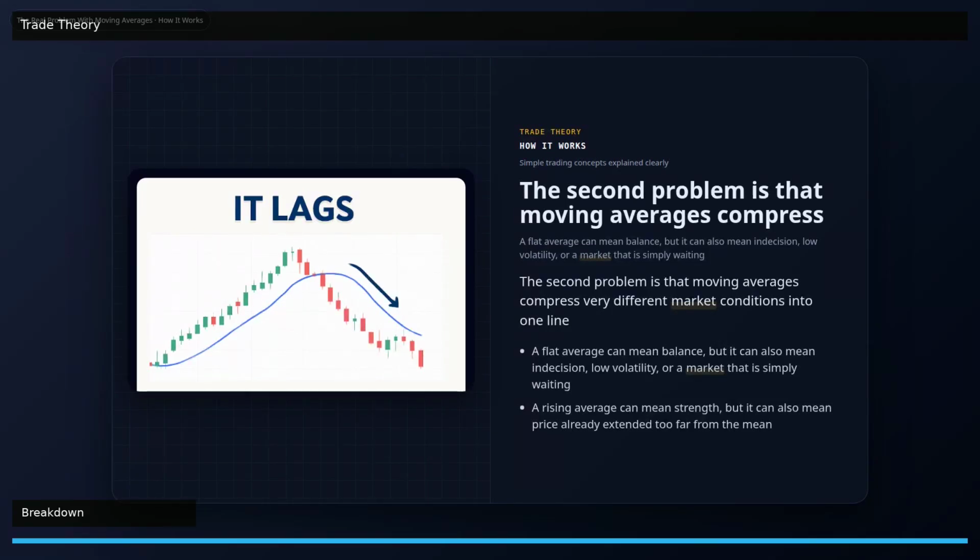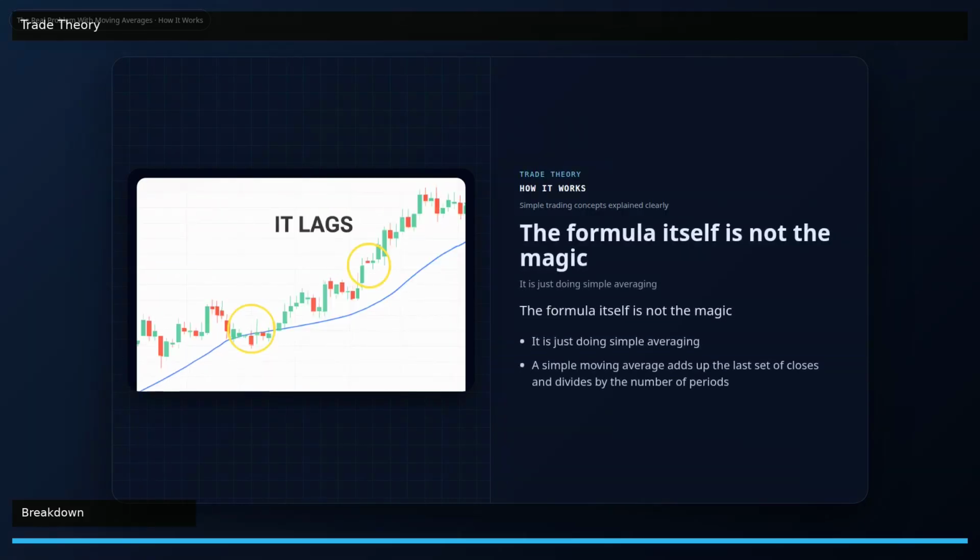The formula itself is not the magic. It is just doing simple averaging. A simple moving average adds up the last set of closes and divides by the number of periods. A longer average smooths more and reacts slower. A shorter average reacts faster and gives more false turns. That trade-off is the real decision. You are choosing between responsiveness and stability. There is no free version that gives both.